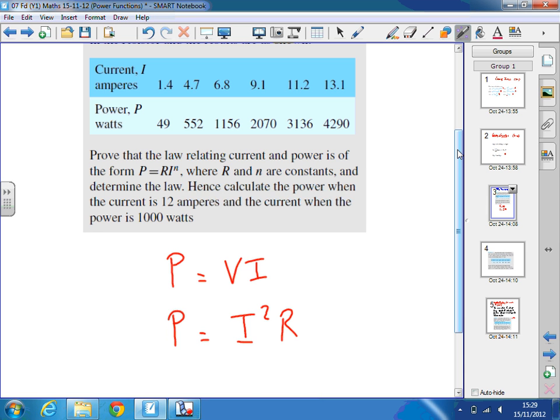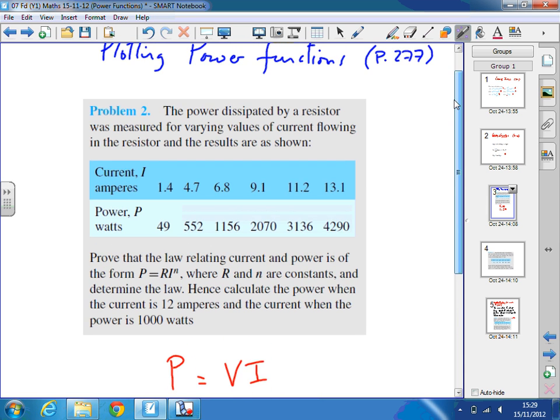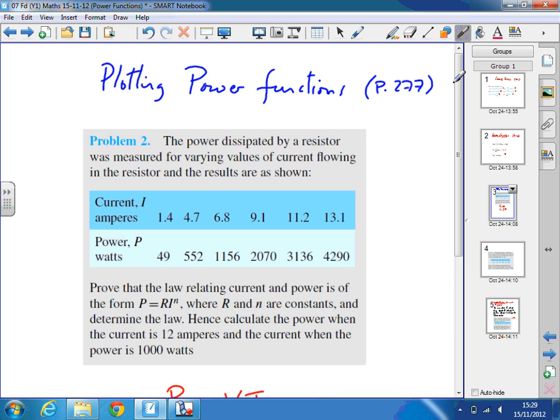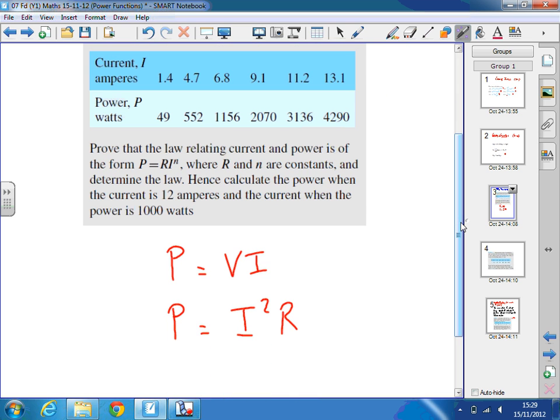So it's a power function. It is the assumption we make. A power function means that one of the variables, in this case the power, is related to the current via some other power, some index. And we want to try and find out what they are. And we use logarithms to do it.